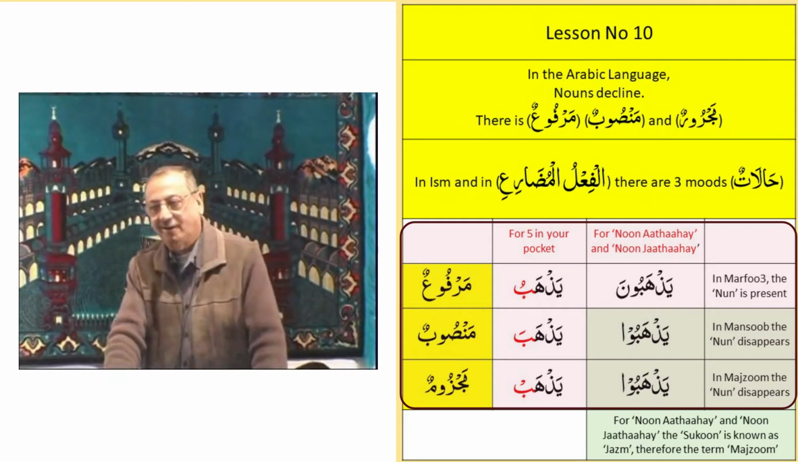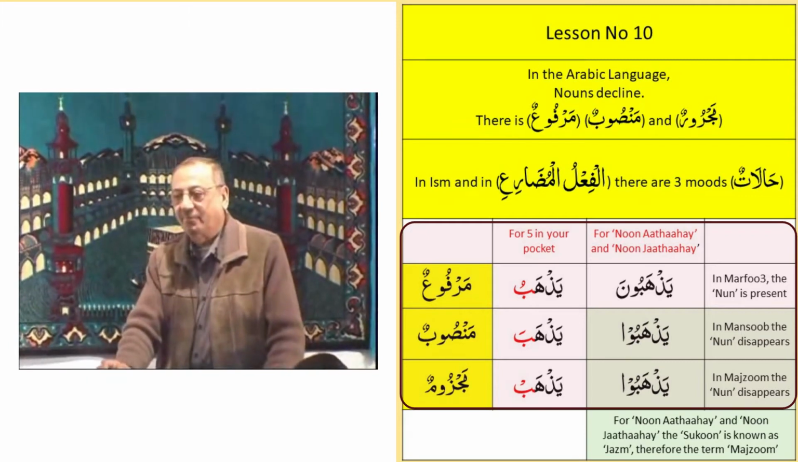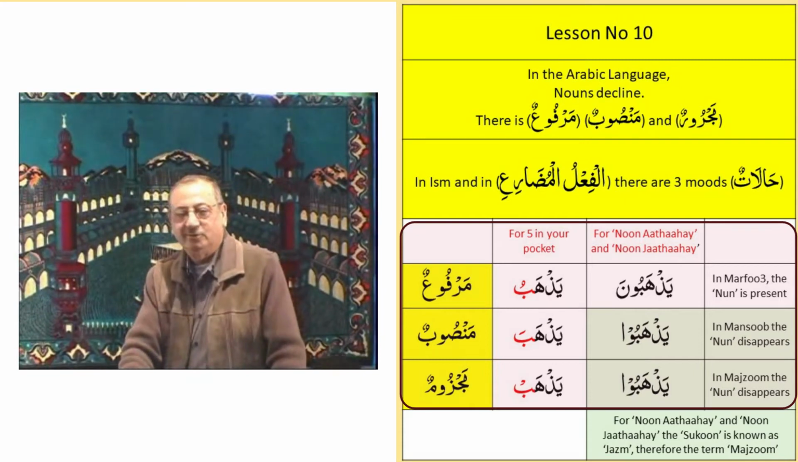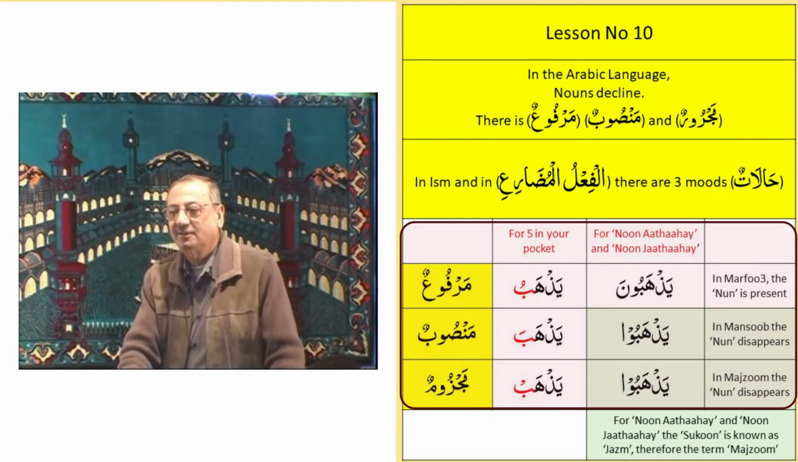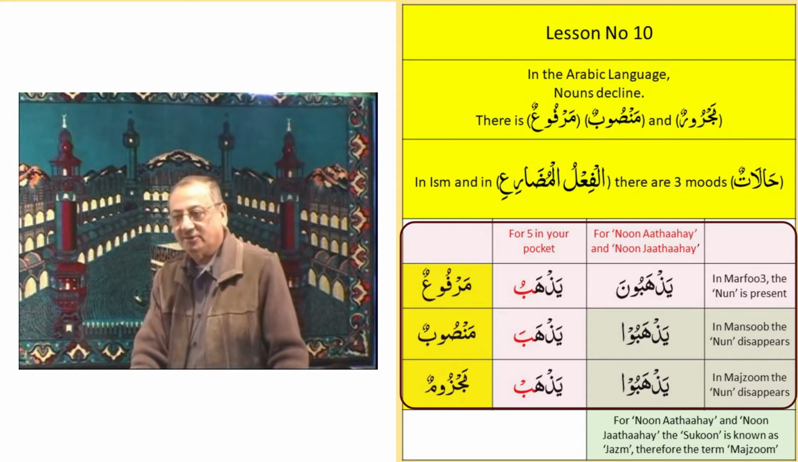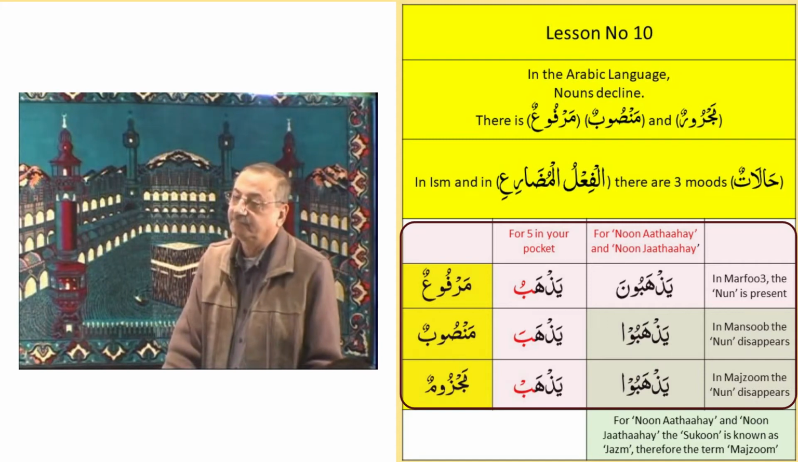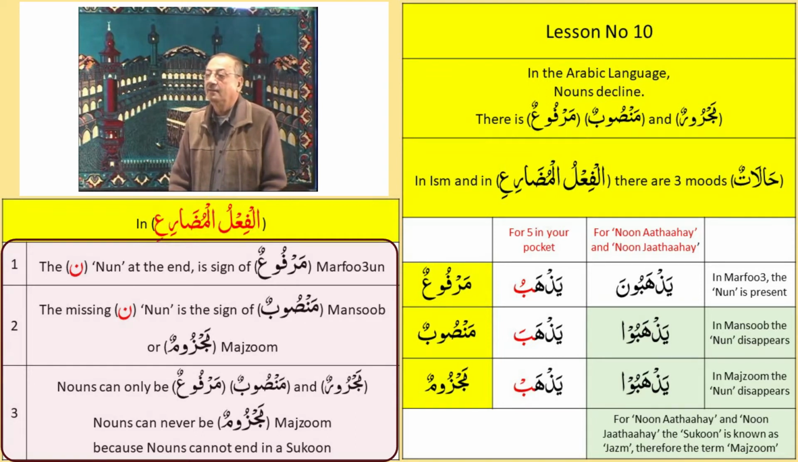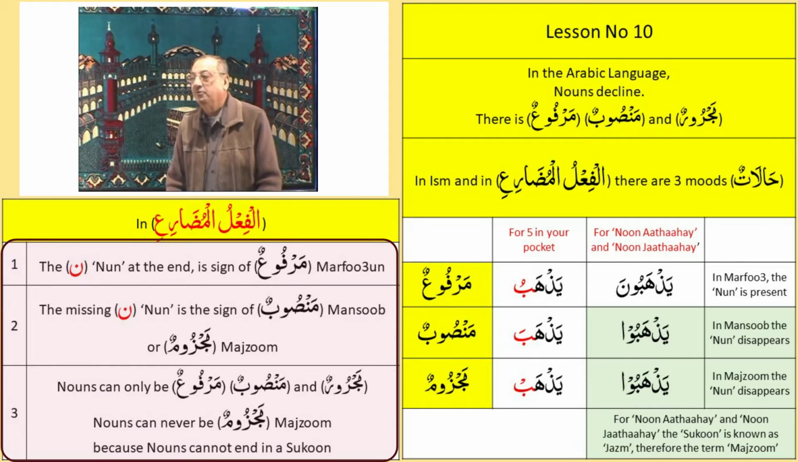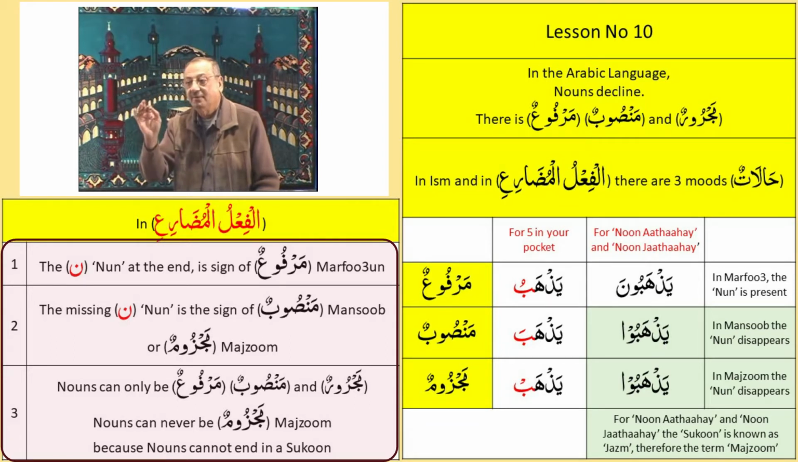Remember I told you a little earlier, that we can break fi'l mudari'a into three sections. Remember, the first section I said to you, five in your pocket. So if you have yadhabu, tadhabu, tadhabu, adhabu, nadhabu, fine. This is five in your pocket. And you see a dhamma there at the end. When you change that dhamma into fatha, the verb becomes mansub. When you change that dhamma into sukun, the verb becomes majzum. You know, jazam, which is sukun. Jazam, majzum. Are you with me, brother?